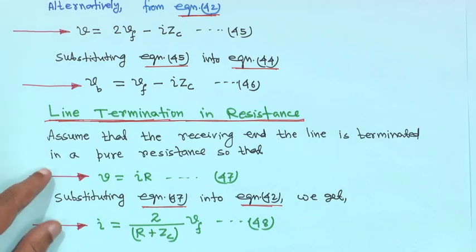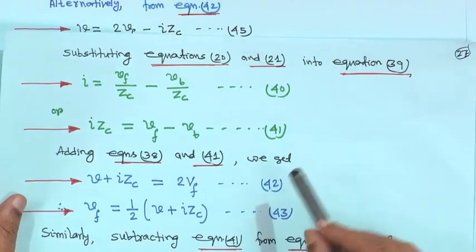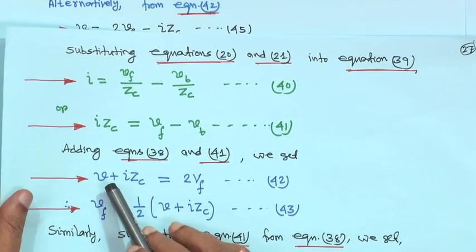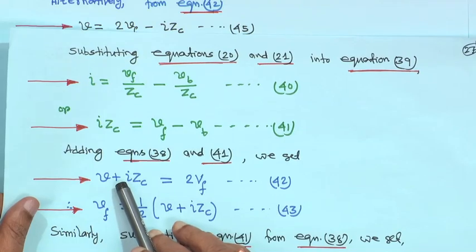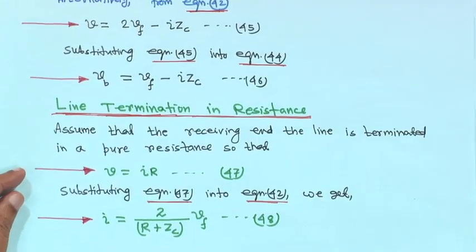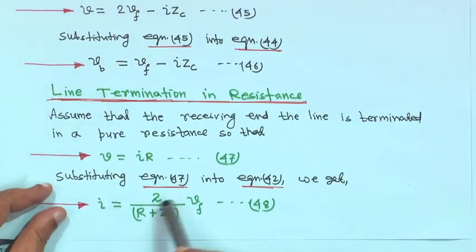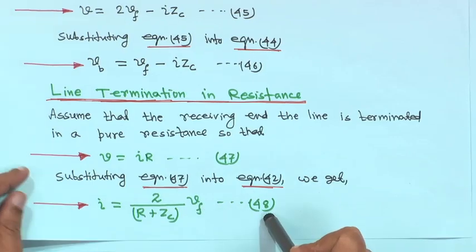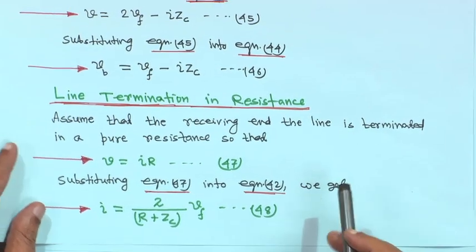I have to consider case by case, right. So, substitute this into equation 42. In this equation you substitute V is equal to IR, because the line is terminated at the receiving end by resistance R. If you substitute, then you will get I is equal to 2 upon R plus ZC into Vf. This is equation 48, right.